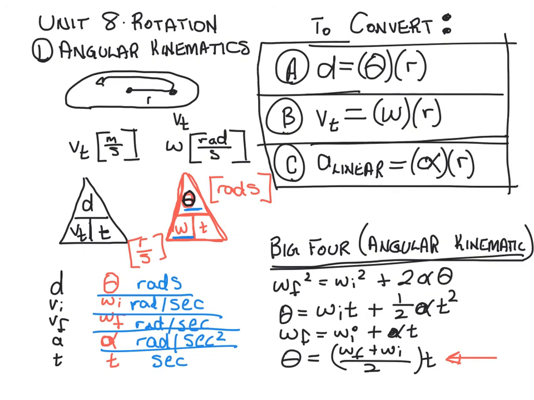That's kind of the basics of angular kinematics. In most problems, you're given some sort of variables and asked to solve for another set of variables. Just remember to always convert your units into rads, or rads per second, and then just go for it with the appropriate kinematic equation.